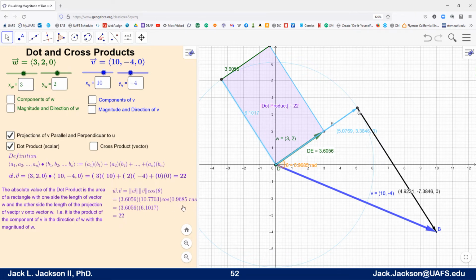Now, the cosine of an angle could be positive, negative, or 0, so the dot product is a scalar, which could be positive, negative, or 0. Okay? So that's kind of interesting.